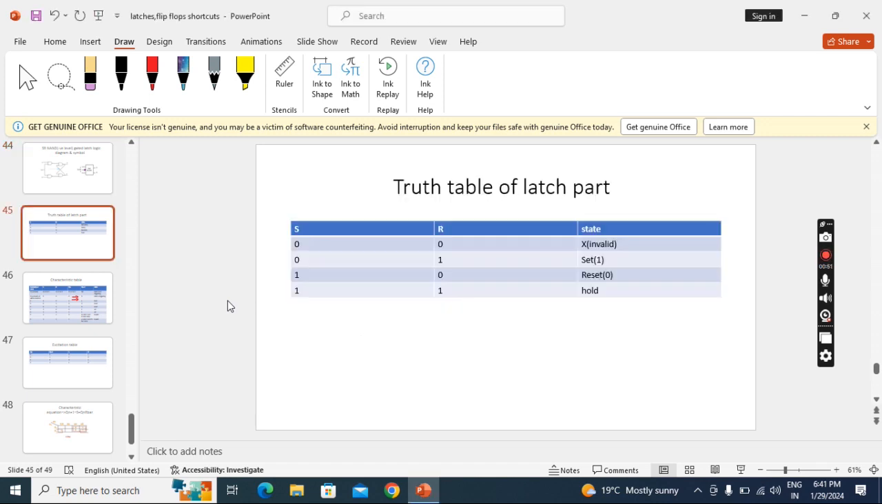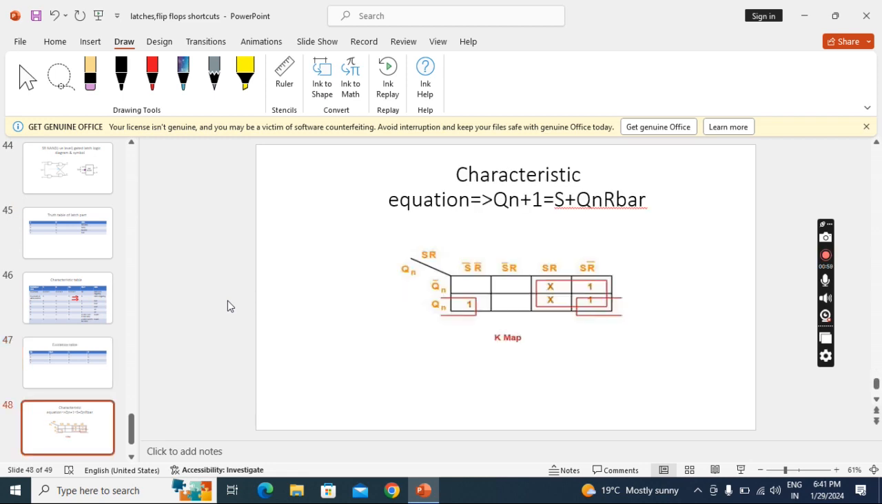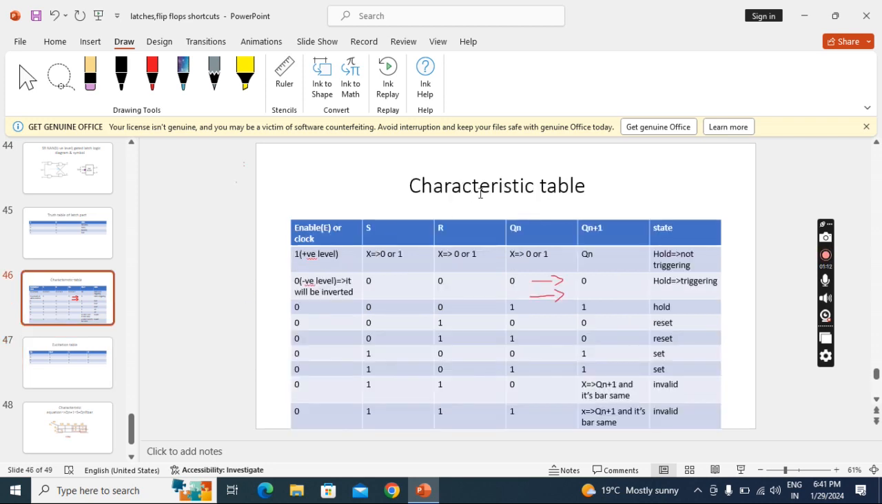This truth table is the latch part, the non-gated truth table that we know. This is the characteristic table, next excitation, then characteristic equation. This characteristic equation and this excitation table will become same as positive level only, no difference. Only in the characteristic table we can see the difference in the clock part. Remaining everything same. So for negative level, if I apply 1, it will hold, but if I apply 0, it will respond.